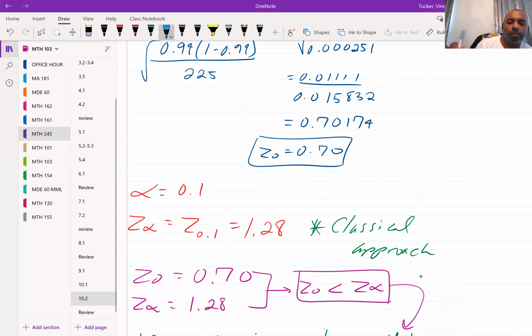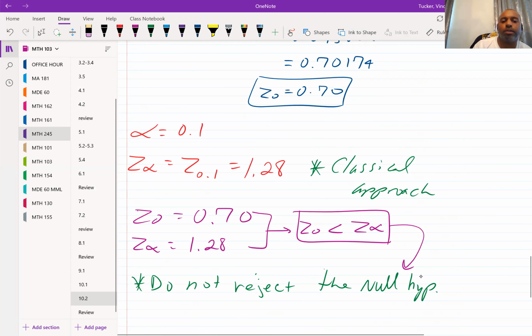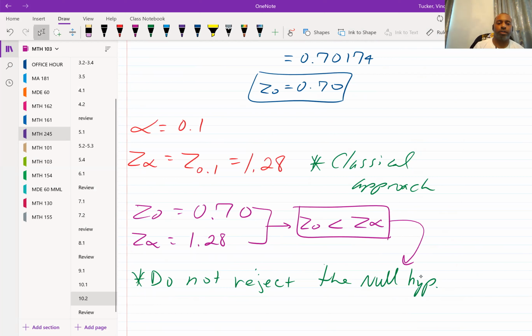So that's why I have 1.28 right here. Then, according to our directions, we will compare the Z naught, which is our test statistic right here, and Z alpha, which is 1.28. If Z naught is less than Z alpha, then you do not reject the null hypothesis. Once again, all of these steps are laid out in that sheet that I'm going to send to you. It's in the book as well, but I'll just send it to you.